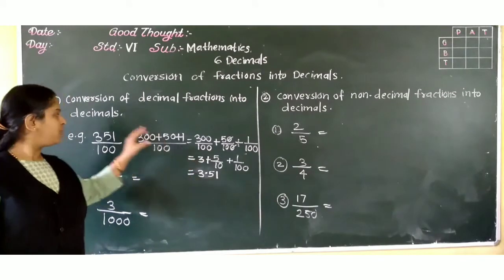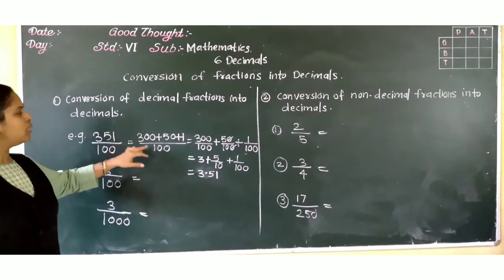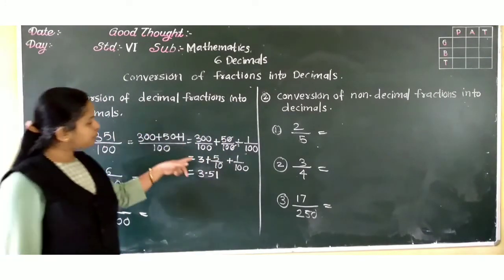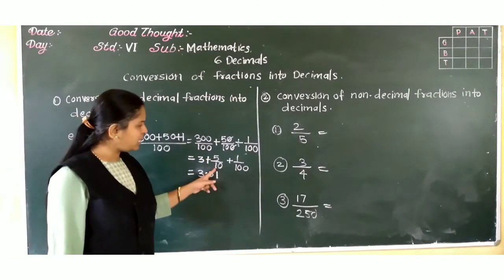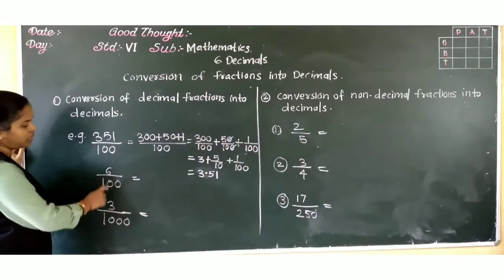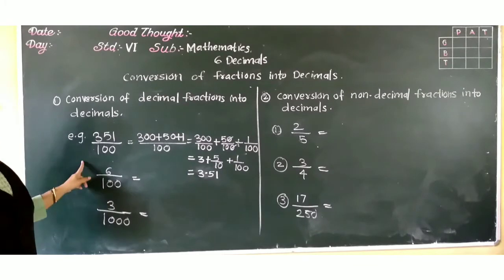So see how I have converted this decimal fraction into a decimal. Okay. First, write the place value, the expanded form of this, then separate with the denominator, and then easily we can write: 3 is the whole number, 5 is at the 10th place and 1 is at the 100th place. Correct? Now next is 6 upon 100. Here is a whole part there? No.